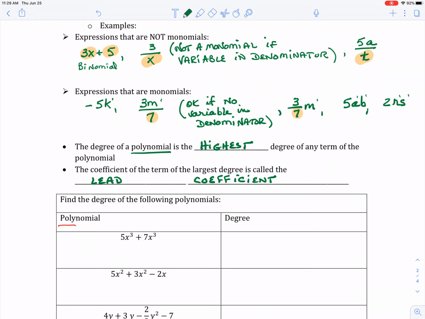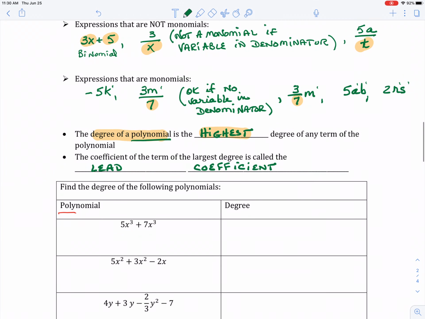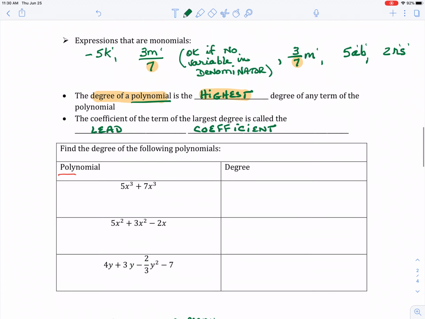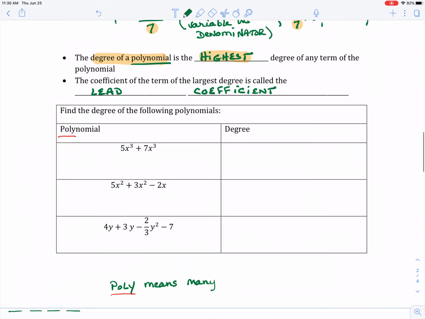Another definition here, the degree of a polynomial is the highest degree of any term in the polynomial. And the coefficient is the number multiplier that sits on the largest degree term. That's called the lead coefficient. All right, so let's look at some examples here. A lot of words there. I know, I'll try to give you some examples.